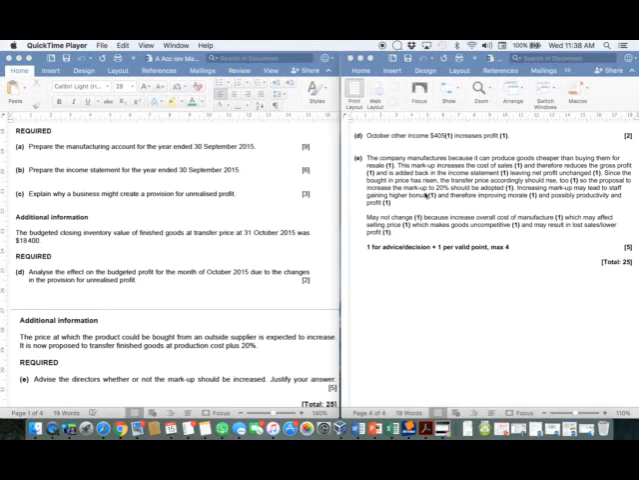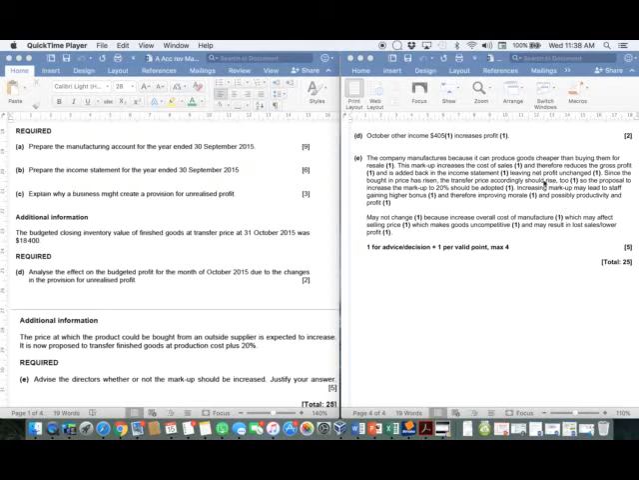Since the bought-in price has risen, the transfer price accordingly should rise too. And this is coming back to that, let's be as realistic as possible. Remember, IFRS, fair presentation. So the proposal to increase the markup should be adopted. This one over here is your mark for making a decision. Increasing the markup may lead to staff gaining higher bonuses and therefore improving morale and possibly productivity and profit.